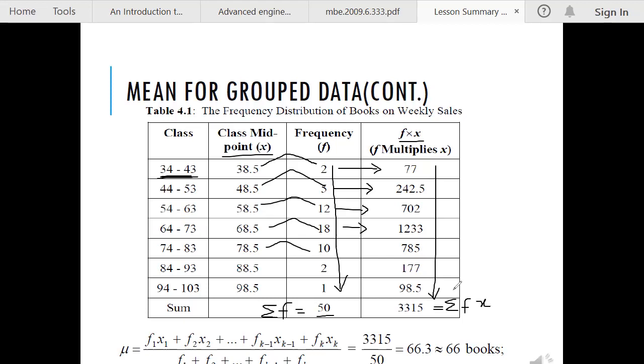Then we get the mean, which is mu, for those of you who were not in class. It is the summation of fx, which is this total here, 3315, over the summation of f, which is 50. That gives us an answer of 66.3, which we approximate to the nearest whole number, which is 66.